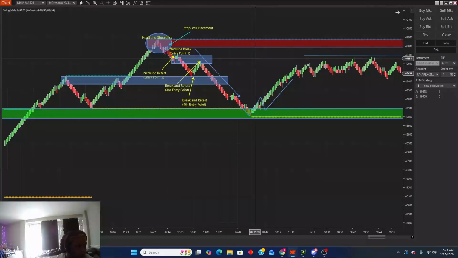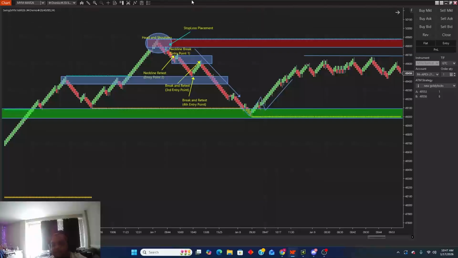So, if you were to trade this, looking at this time frame, you have one stop loss placement, entry point one, entry point two is the same as entry point one, which is the retest. You can get the neckline break, which is another break and retest. Entry 4 is a break here. That's all in your down.